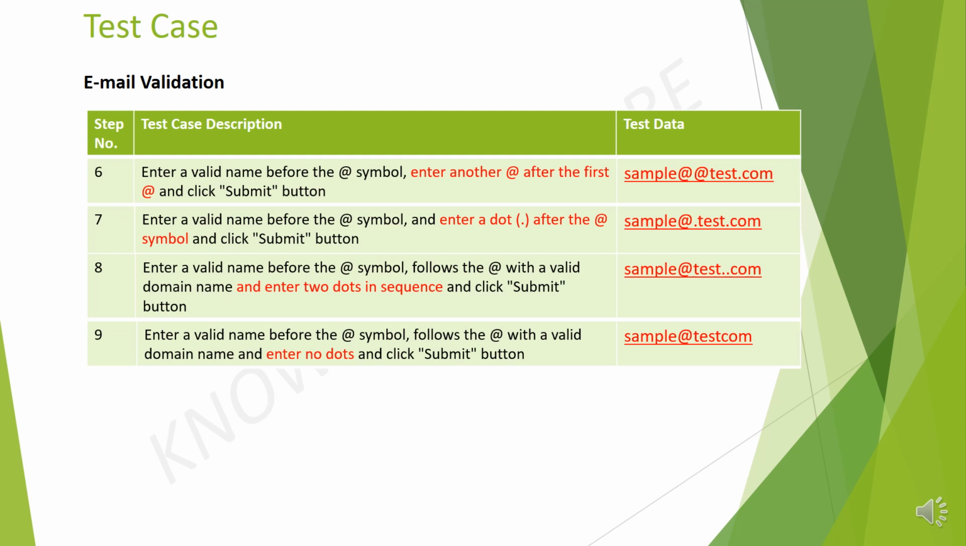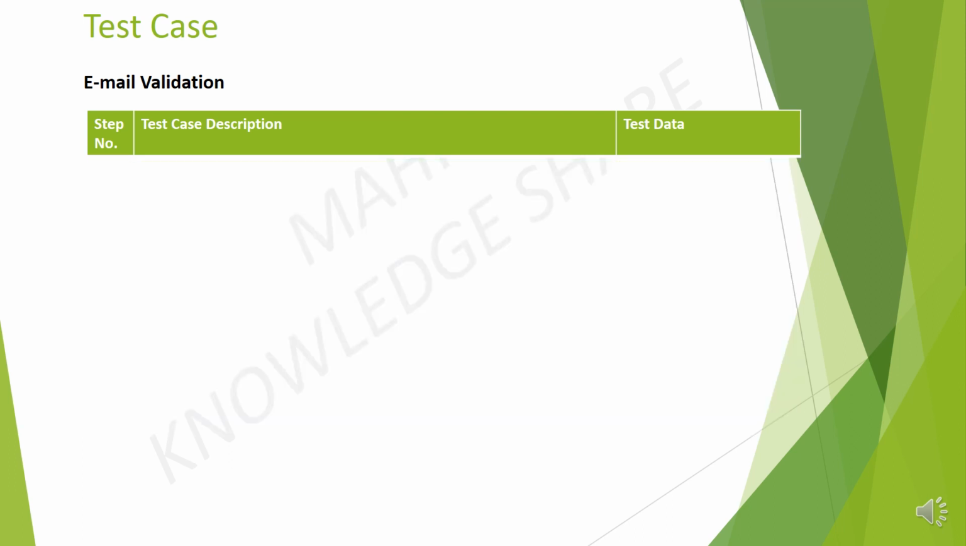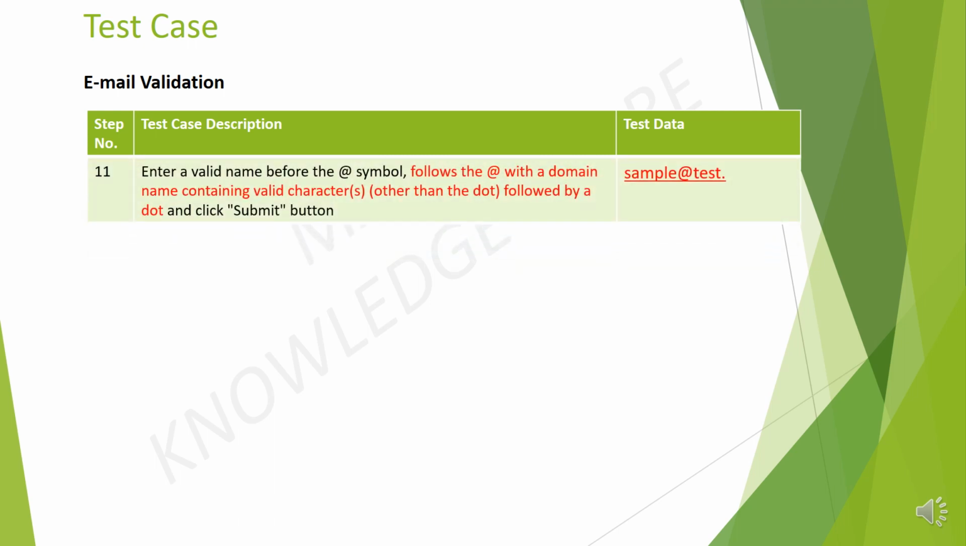Test case number 10. Enter a valid name before the @ symbol, follow the @ symbol with a domain name containing special characters other than dot, followed by a dot, and click the submit button. Test case number 11. Enter a valid name before the @ symbol, follow the @ symbol with a domain name containing valid characters other than the dot, followed by a dot, and click the submit button.